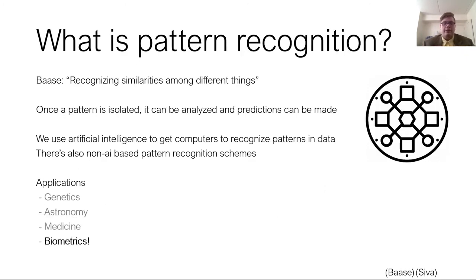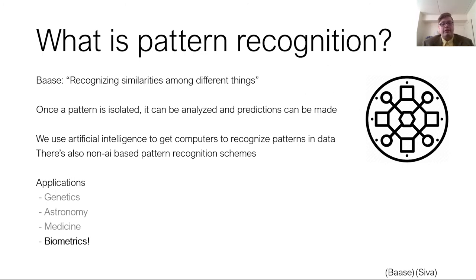Now, let's get into pattern recognition. There's a lot of interplay between pattern recognition and biometrics, so it's extremely important to get a good grasp on it. Bayes defines pattern recognition as recognizing similarities among different things. It's a very simple and abstract definition, but it encapsulates pattern recognition quite well.